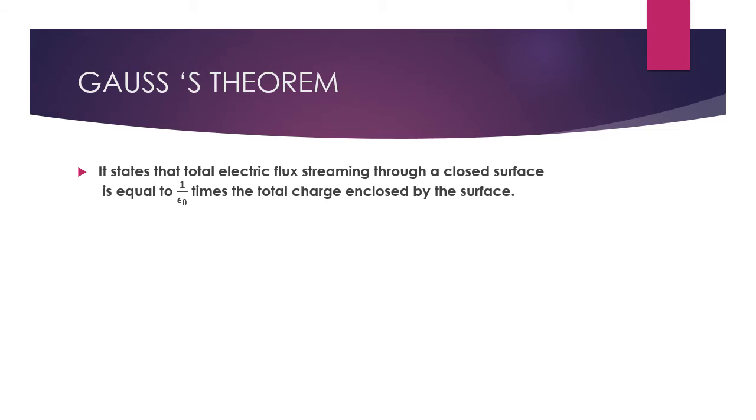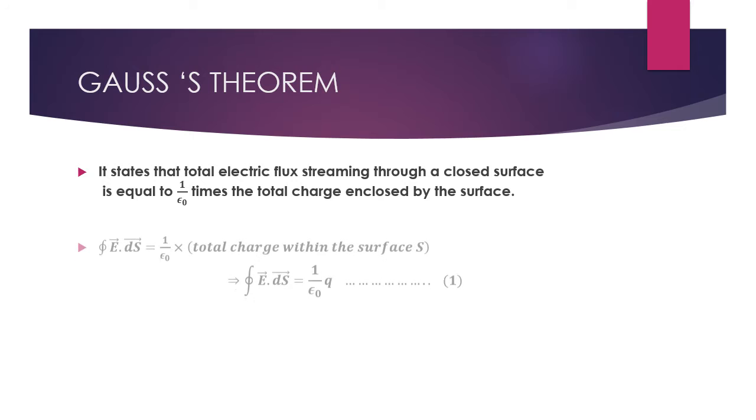Let us first of all state Gauss's theorem. Gauss's theorem states that total electric flux streaming through a closed surface is equal to 1 by epsilon 0 times the total charge enclosed by the surface. Roughly, Gauss's theorem can also be stated as: the total number of electric field lines cutting through a closed surface is equal to 1 by epsilon 0 times the total charge enclosed by the surface.